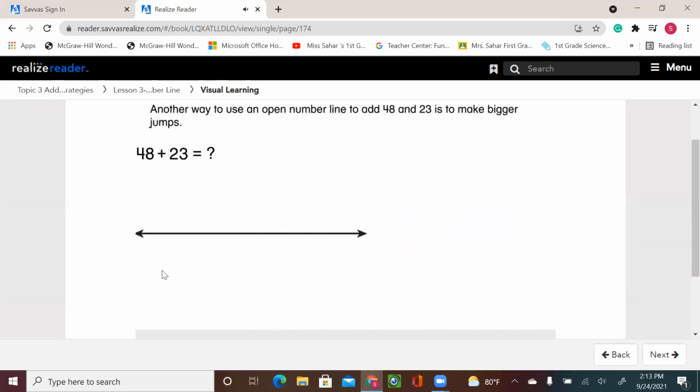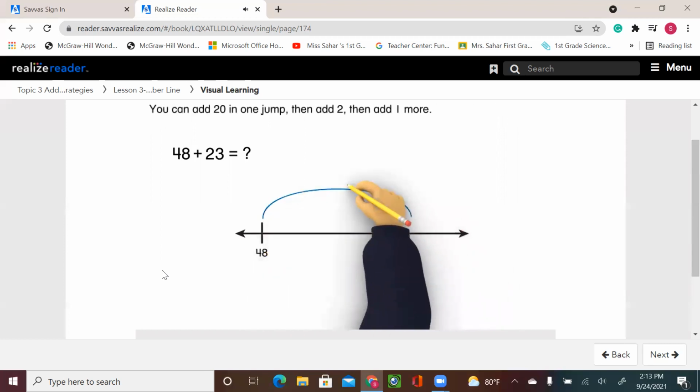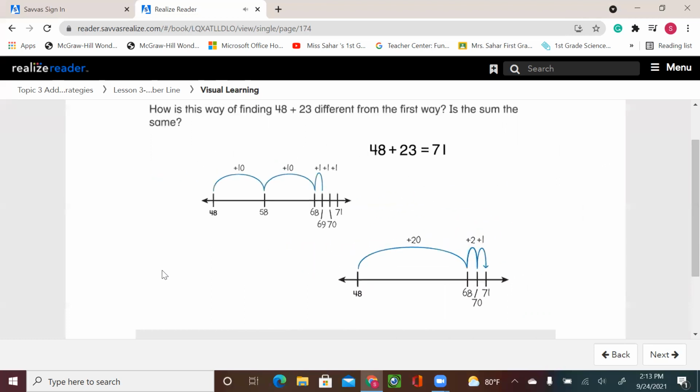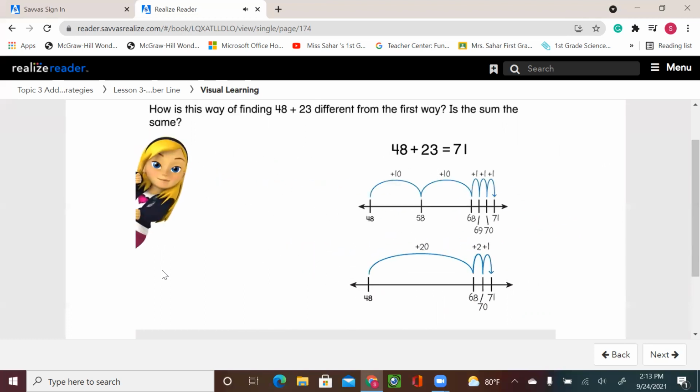Another way to use an open number line to add 48 and 23 is to make bigger jumps. You can add 20 in one jump, then add 2, then add 1 more. How is this way of finding 48 plus 23 different from the first way? Is the sum the same? As you see, the total, or the sum, is the same, 71. But instead of going one jump at a time, which is 2 tens or 20, for the second way, they just jump it one time.